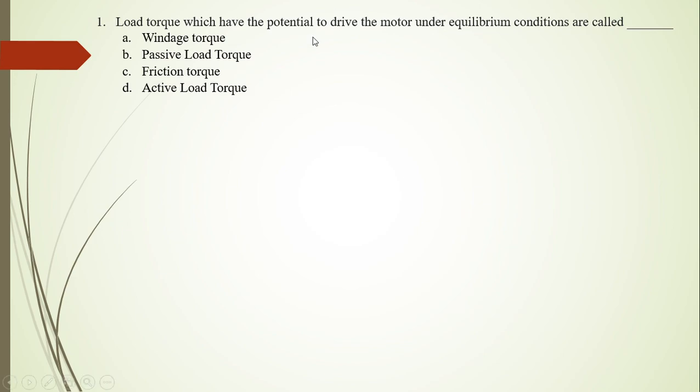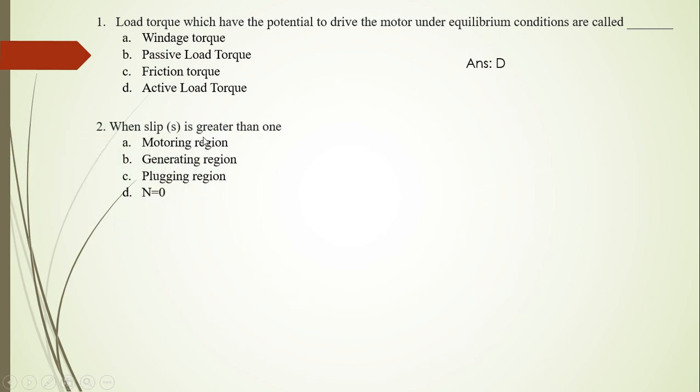Load torque which have the potential to drive the motor under equilibrium conditions are called dash. Options are windage torque, passive load torque, friction torque, active load torque. In this four, right answer is active load torque. It is a load torque having the potential to drive the motor under equilibrium condition and it supports the motion of the motor.